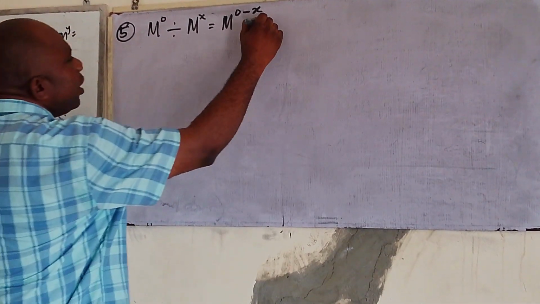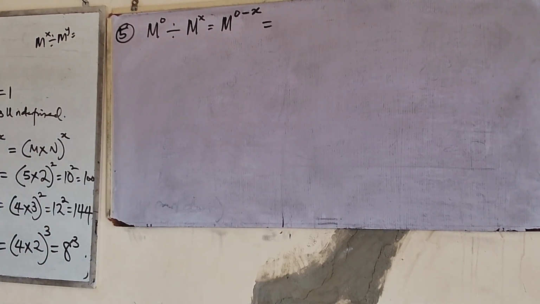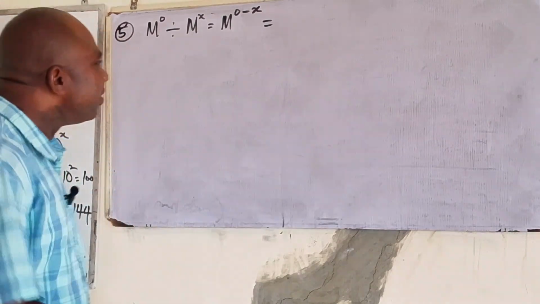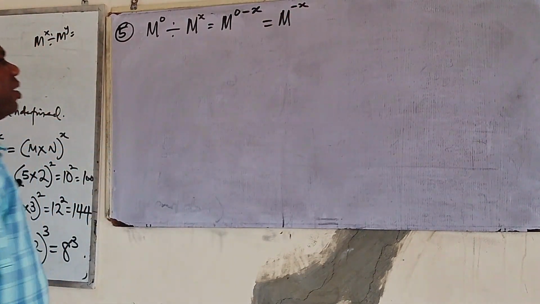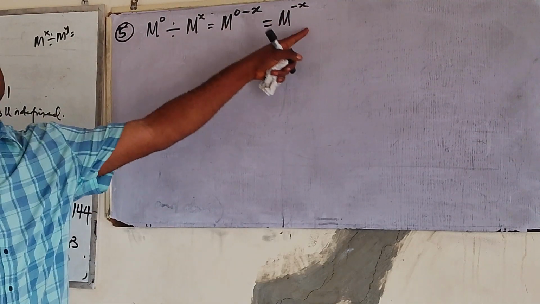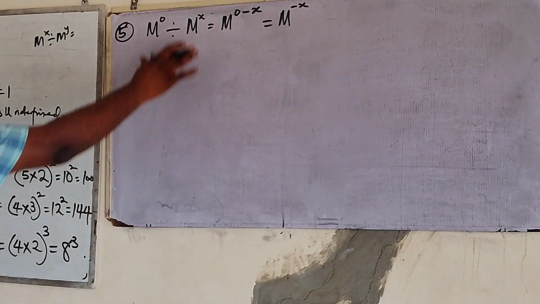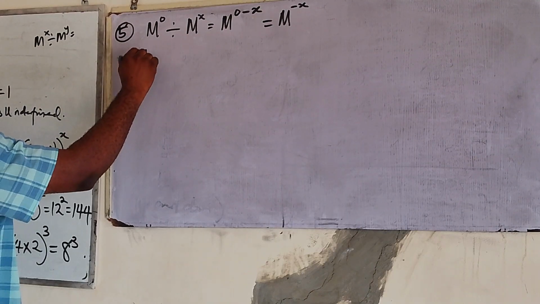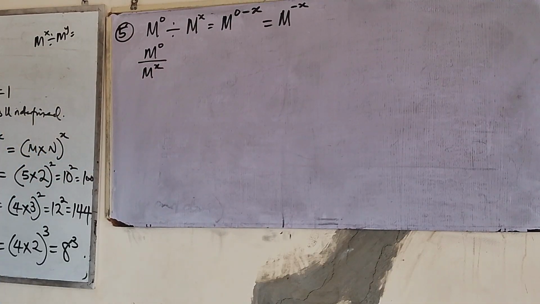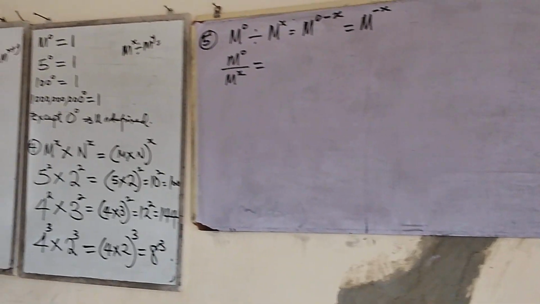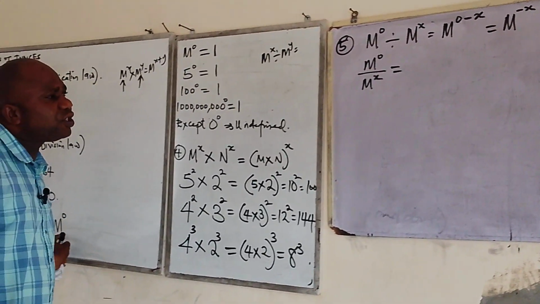And we all know that 0 minus any value is minus that value. 0 minus 10 is minus 10. 0 minus 20 is minus 20. So in this case, this is the same as saying m raised to the power of minus x, because 0 minus x is minus x. So let's look at this again. This is the same as saying m power 0 all over m raised to the power of x. And remember from the third law, we said any number raised to the power of 0 is equal to 1.